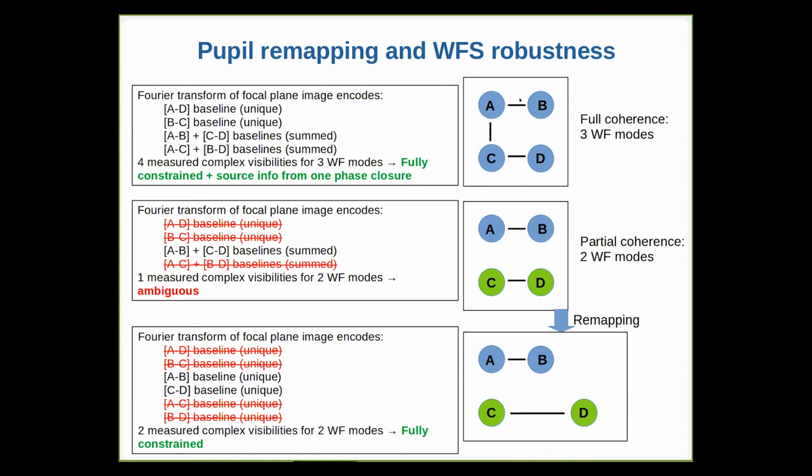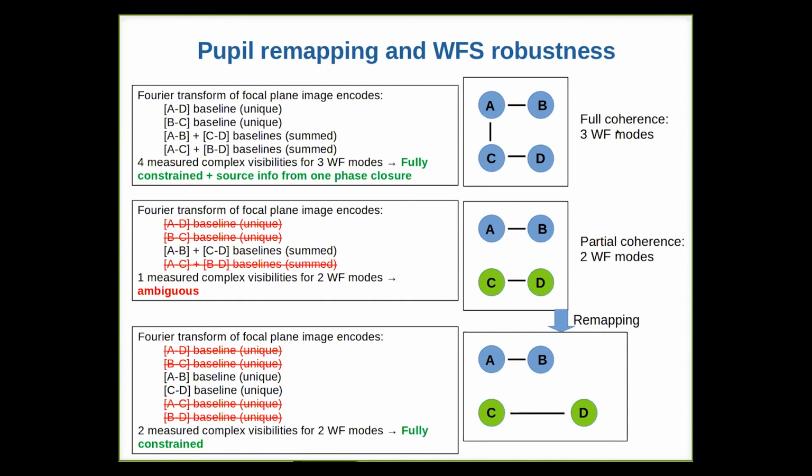So here is an example of a simple 4-aperture telescope. So there's a pupil, you have 4 apertures. There's only 3 wavefront modes you can measure: A minus B, A minus C, and C minus D. If you take a focal plane image after that, you will see 4 baselines, 4 peaks in the UV plane. 2 of them are summed. They're ambiguous. They're AB plus CD because they're the same baseline, and AC plus BD because they're also the same baseline.